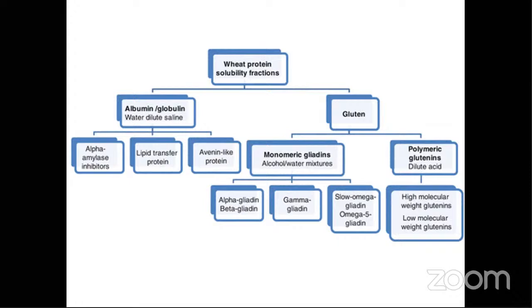The gluten forming protein is further composed of two subfractions, gliadins and glutenins. Gliadins are soluble in 70% alcohol, so they are classified on the basis of their solubilities. Glutenins are soluble in dilute acids and are further divided into high molecular weight glutenin and low molecular weight glutenin. Gliadins are of three types: the alpha complex, composed of alpha and beta both, then the gamma gliadins, and the omega gliadin.